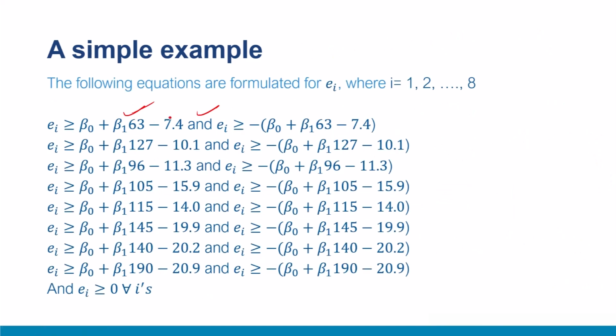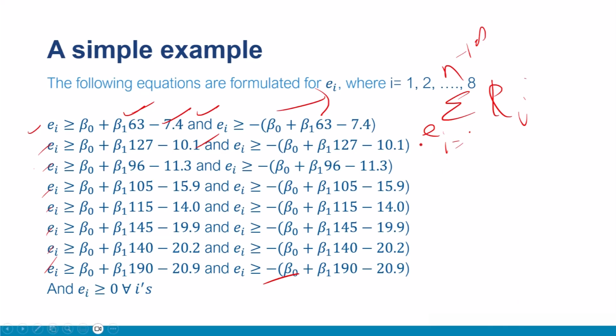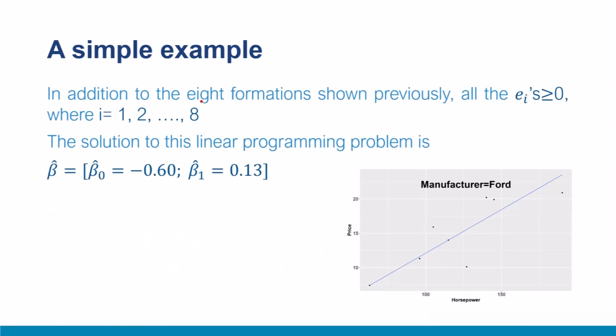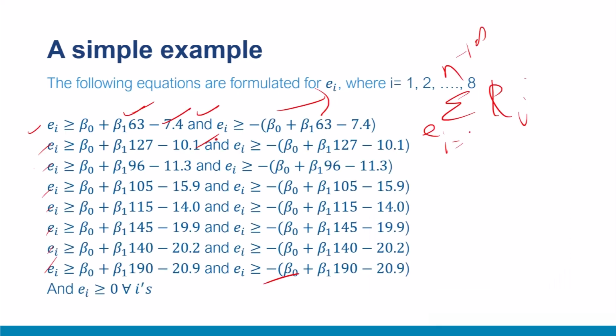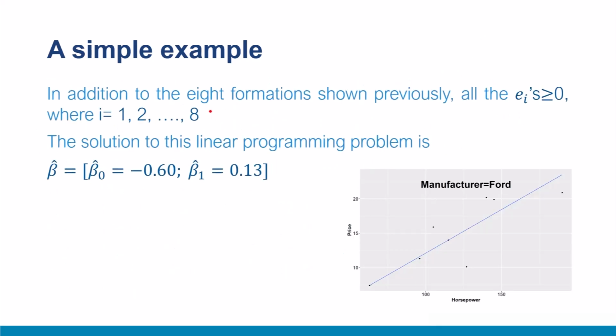So in this fashion, we can keep writing equations. If there are 8 observations, 1, 2, 3, 4, 5, 6, 7, 8, there will be 16 such expressions, and we'll minimize the residual here, the summation i equal to 1 to n, where n is 8. We'll minimize this expression, and also we'll add one more condition in addition to the 8 formations that we have seen earlier. In fact, it is 8 into 2. We'll also add one more, which is EI should be greater than 0.